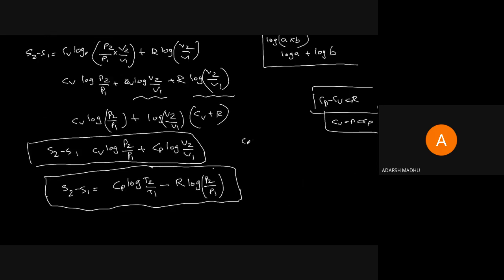S2 minus S1, change in entropy. So what is the particular case? For a constant volume process, the same method we did in the previous module. So what is the equation for the change in entropy for a constant volume process? The question may ask like this: a particular gas is heated isentropically or adiabatically from a temperature of 50 degrees Celsius to 80 degrees Celsius at a constant volume.